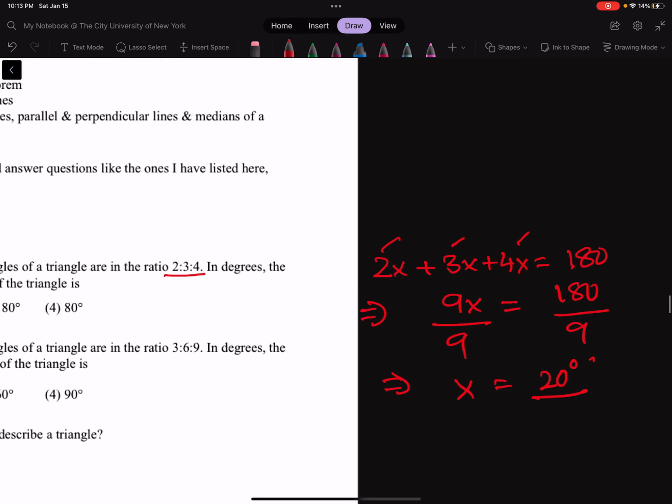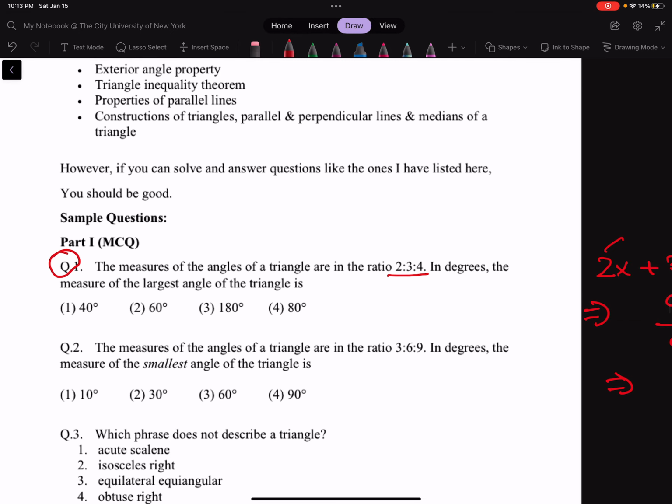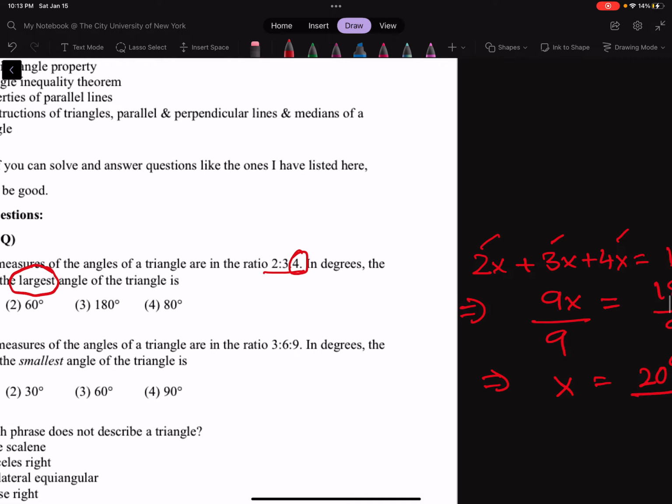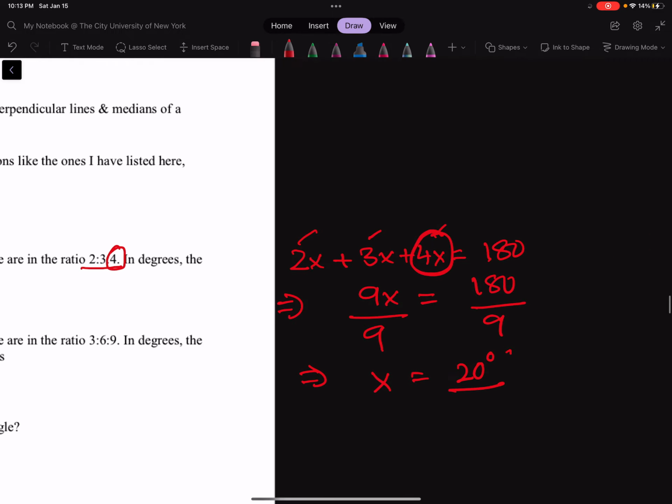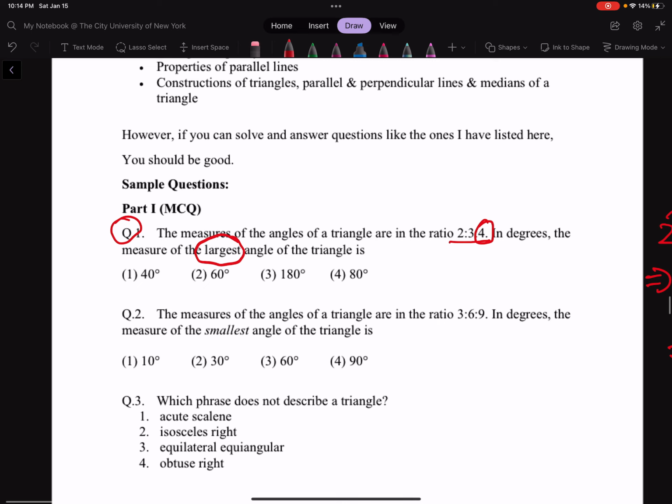Okay, now you have to find the measure of the largest angle. Be careful about it. The largest is this one, 4, so that will be 4x. So 4 multiplied by 20 gives you 80 degrees. Since it's a multiple choice question, you can work it out in the space given to you and then find it.